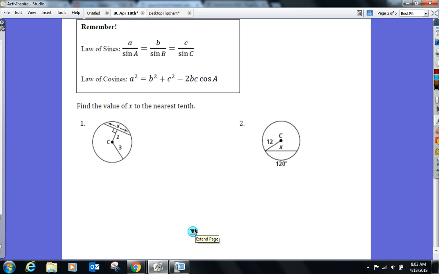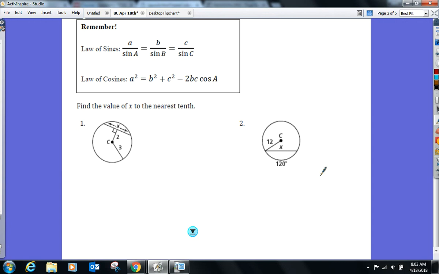X is referring to the chord length, everybody. So let's look at what we have here. We have an arc measure of 120. What's this 12 acting as? It's my radius, okay, and I need to find how long that chord is somehow.